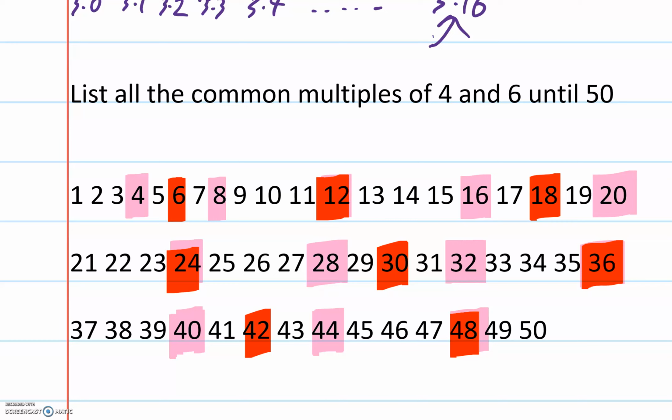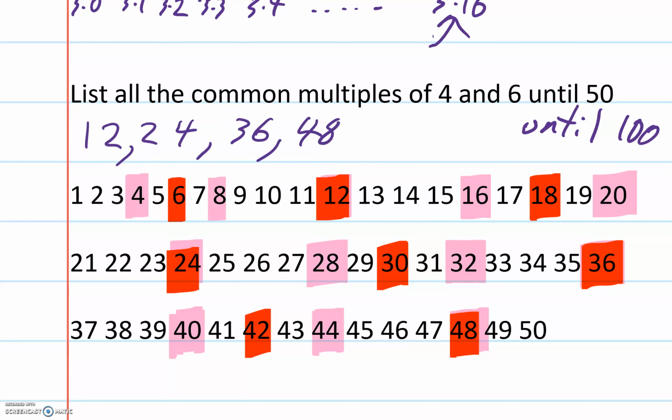So let's say it says until 100. Let's make it harder for ourselves. So the first ones, all the way to 60, are 12, 24, 36, and 48. Right? Those are the ones I highlighted with both colors. So what does it add by every time? Let's maybe do that in a different color so you can see. Green. What does it add by every time we go to the next one?